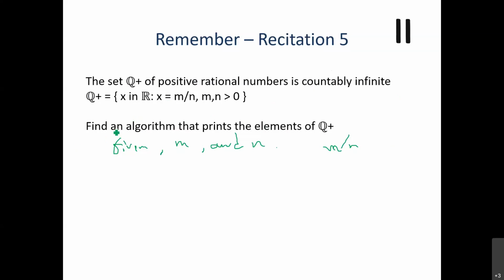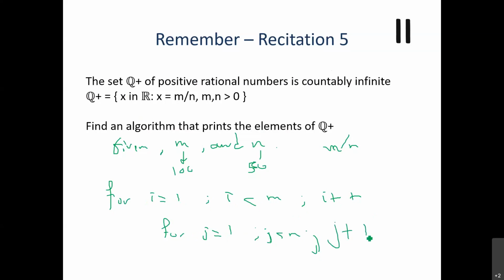So what's this algorithm? I tell you m is 100 and n is 50. They're positive. Just print for me every possibility. So, what are all the possible m's? I loop from i is 1, i is less than m, i plus plus. Then I loop inside it, nested, from j is 1, I want a different variable, j is less than n, j plus plus. Think you're just trying to find all the possible couples.